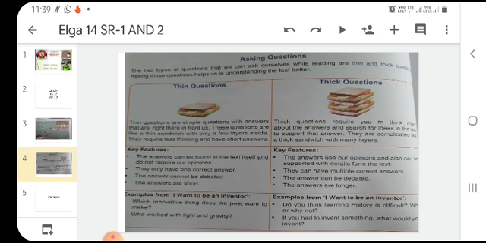For example, from your poem I Want to Be an Inventor, you can take an example. Do you think learning history is difficult? If somebody asks you that, why or why not? There will be many people who will say no, history is very easy. But there will also be many people who will say that history is difficult. So there are so many answers. That type of question is known as a thick question.